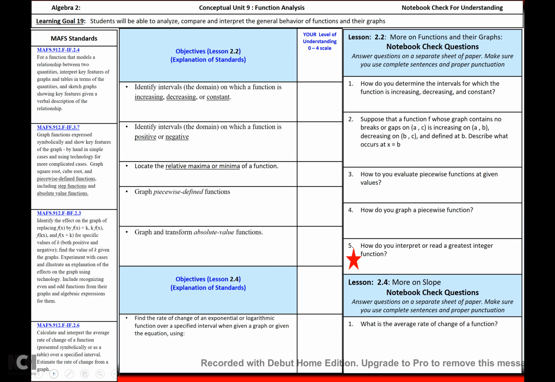Alright, so how do you interpret or read a greatest integer function? Basically, round down.